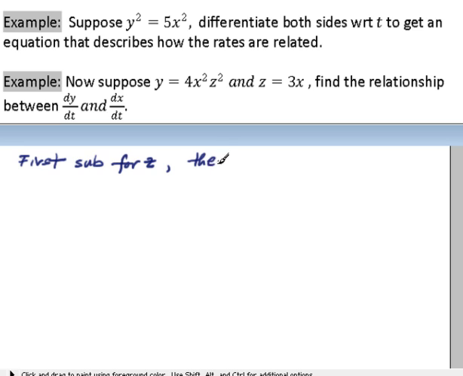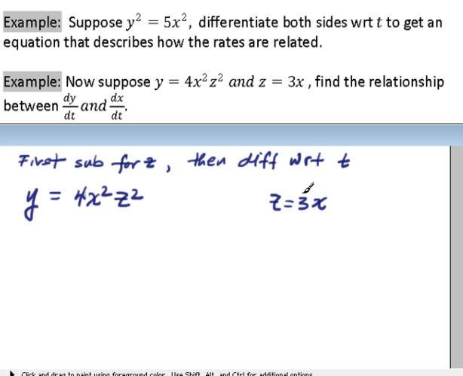then differentiate. So that's a pattern. That's what we usually do. Differentiate with respect to t. Okay, so let's do that. So we're going to do the step of substituting for z. So we have y is equal to 4x squared z squared. Let me write it out again. z is equal to 3x. So we're going to take that 3x and we're going to put it right here instead of z.